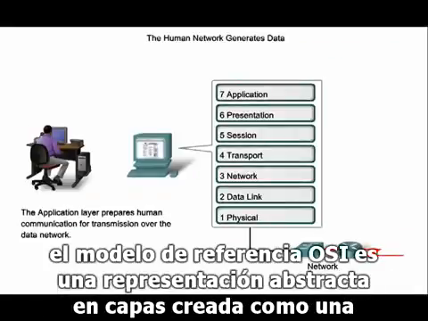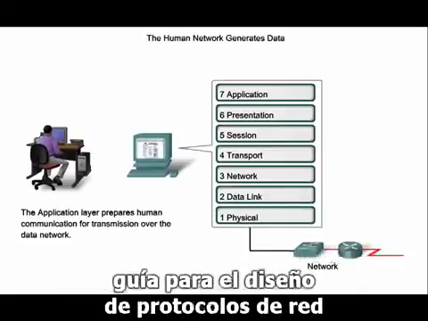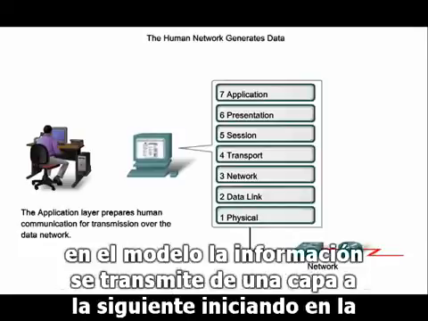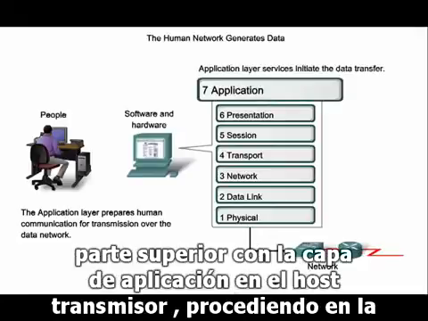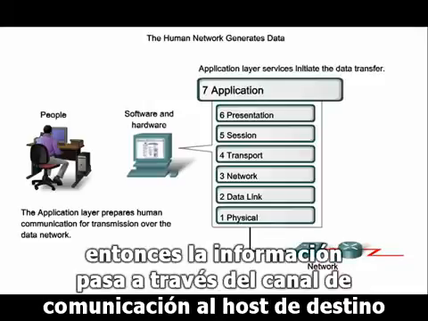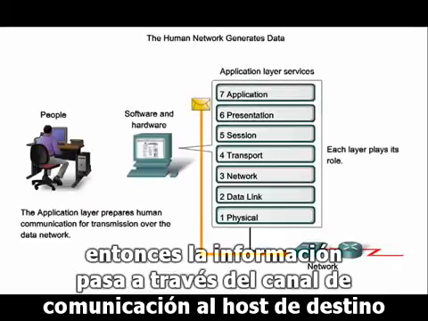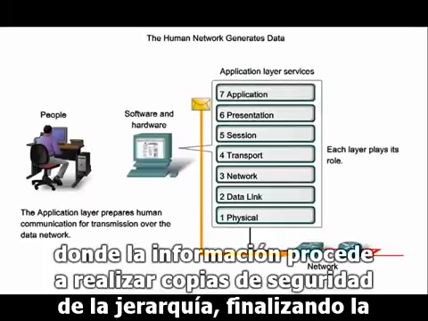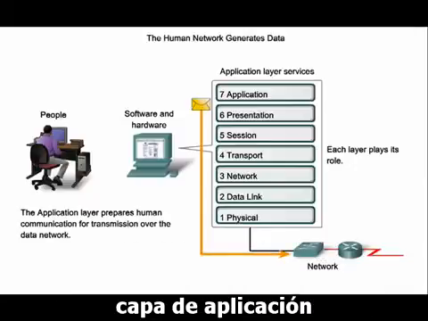The OSI reference model is a layered abstract representation created as a guideline for network protocol design. In the model, information is passed from one layer to the next, starting at the top with the application layer on the transmitting host, proceeding down the hierarchy to the physical layer. Then the information passes over the communication channel to the destination host, where the information proceeds back up the hierarchy, ending at the application layer.